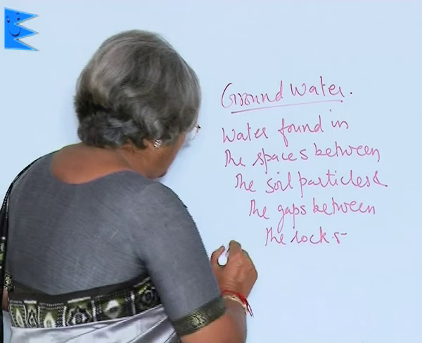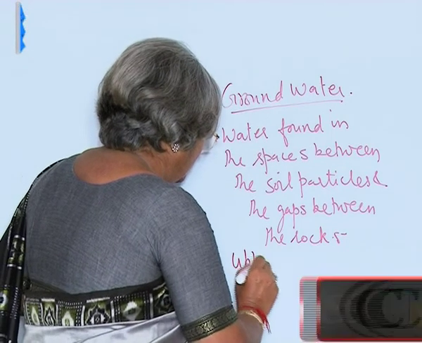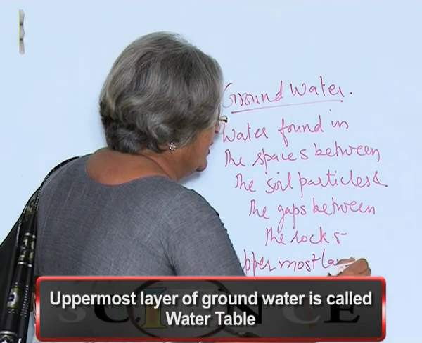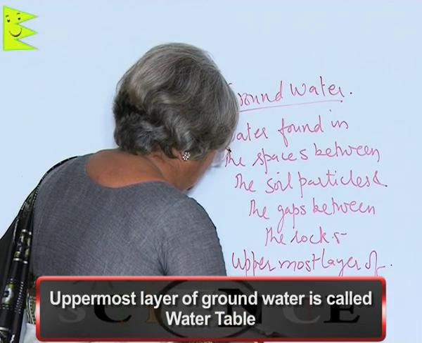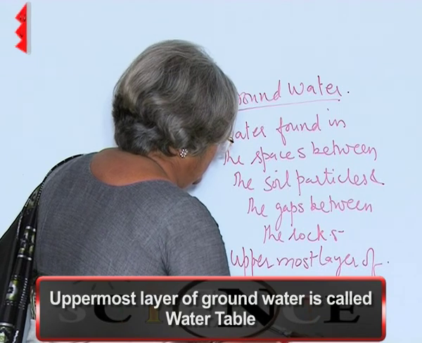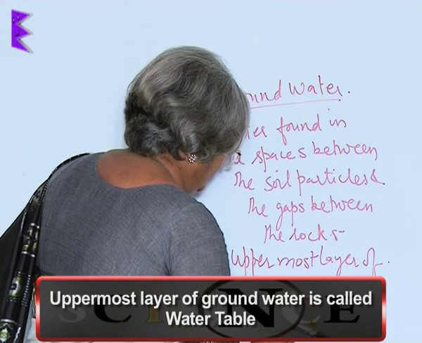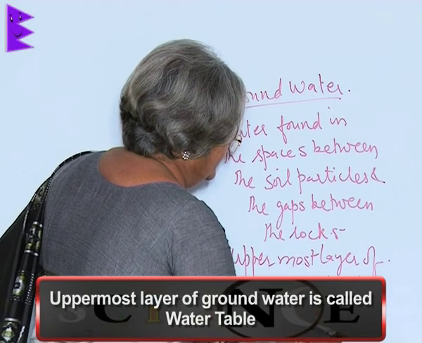Now, the upper limit, or the uppermost layer of groundwater, is called water table.